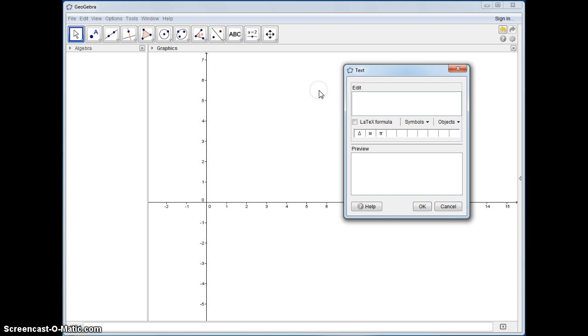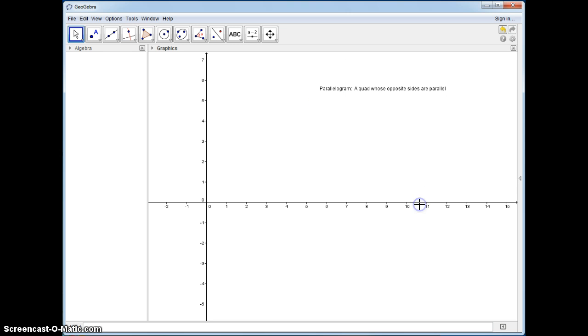A parallelogram is, by definition, a quadrilateral whose opposite sides are parallel. Both pairs of opposite sides are parallel. So let me create one.